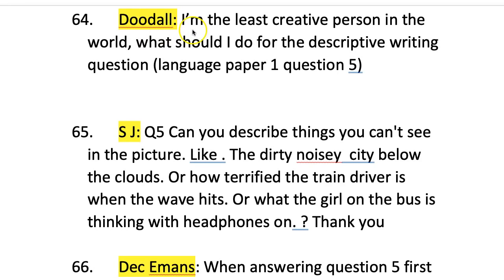Doodle: I'm the least creative person in the world. What should I do for the descriptive writing question? Well, I think you know by now from my advice, but also this feeling that you're not creative is incredibly common in English classrooms. And what I'd say to you is that that's not true. With practice, you can become totally creative. And the secret is to switch off the voice in your head which says, no, that's a rubbish idea. That voice is in everybody's head, and successful writers learn not to listen to it.